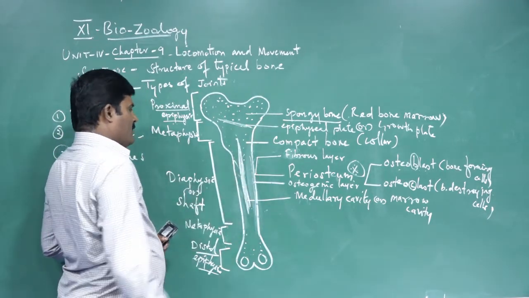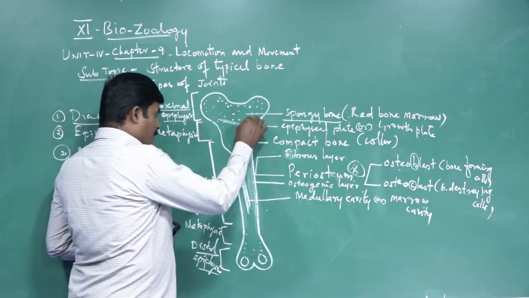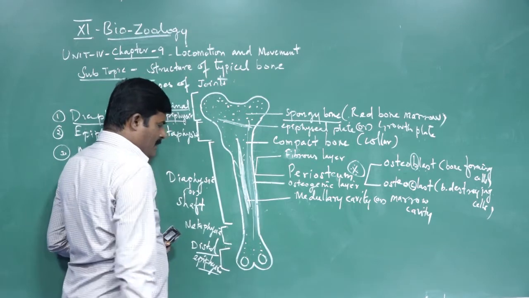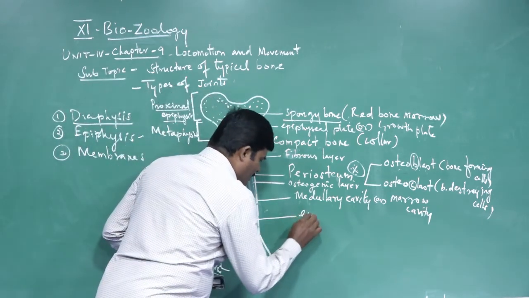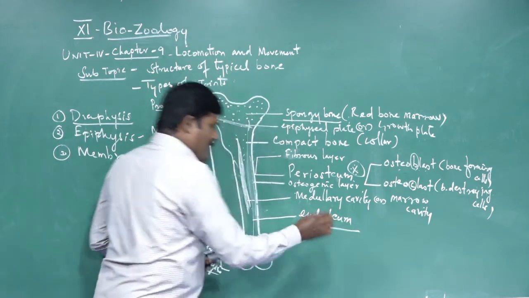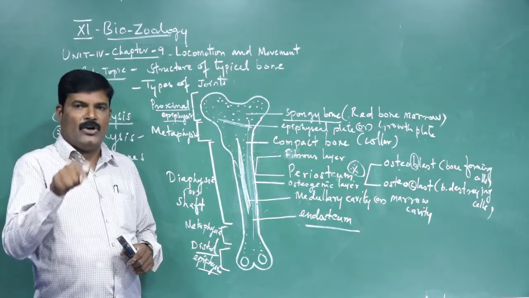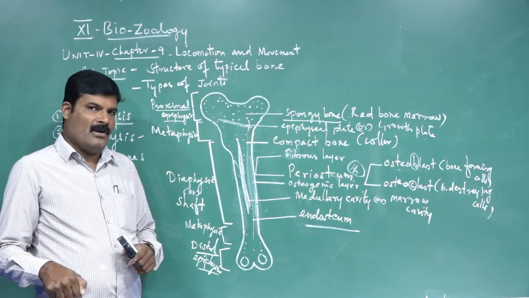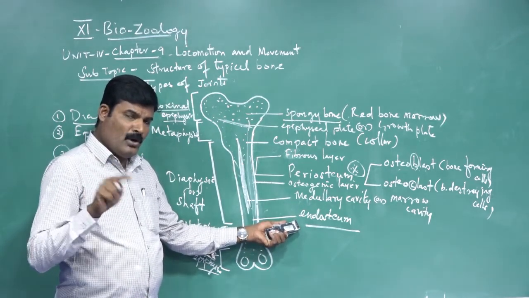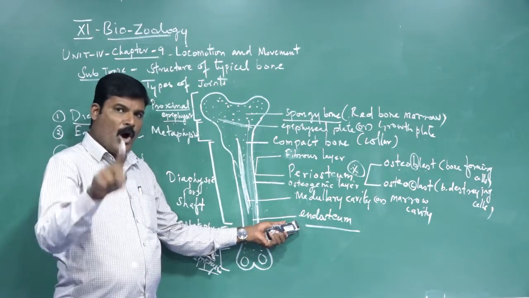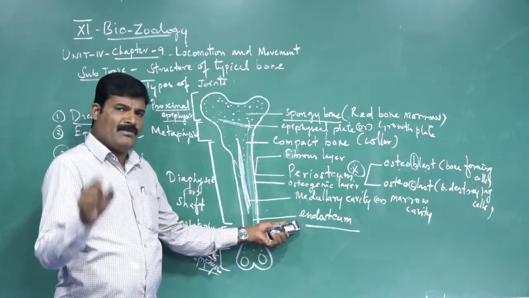Okay, next, what is the other part of the bone? The interior surface of the bone is also covered by a connective tissue membrane called the endosteum. Endo means inner, interior. Peri means surrounding, outer. So the inner surface of the bones is covered by the endosteum.